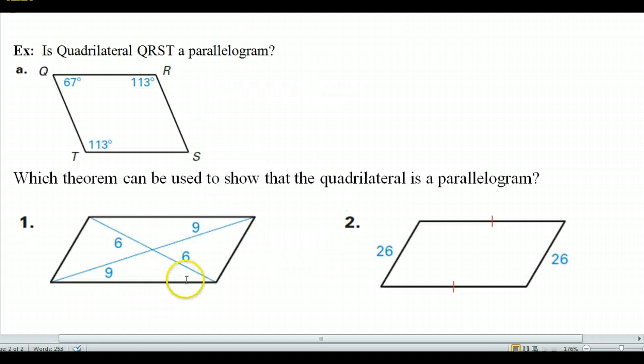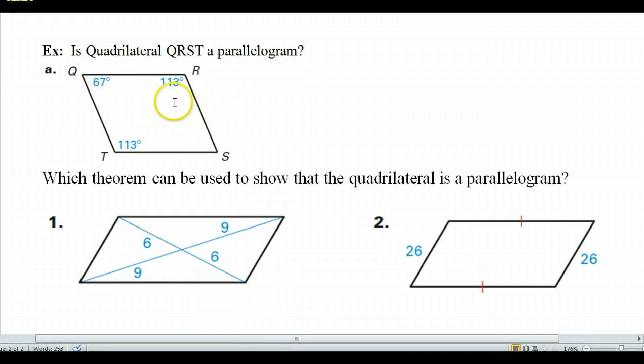Thank you. Look at this example A. Do I have enough information to know that this is a parallelogram? No. Yes. Well, considering one thing, before I answer the question, can I find the missing angle right here? Yes. How many degrees are in every quadrilateral? 360. There's always going to be 360 degrees.